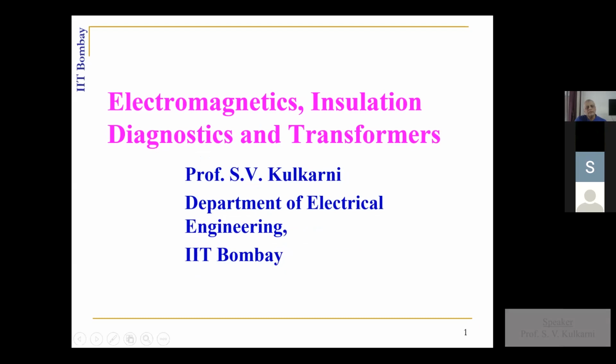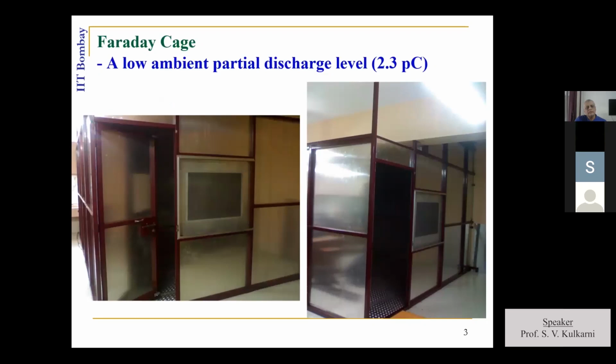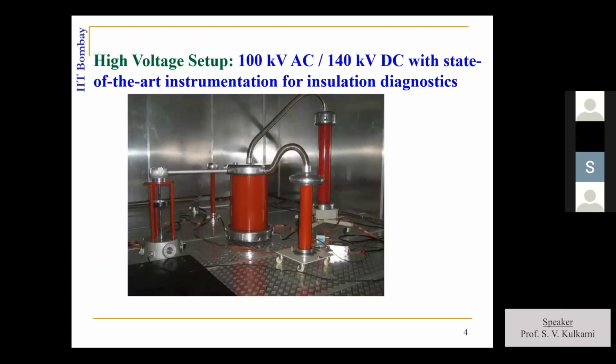Okay. So good afternoon, students and my faculty colleagues. So I am going to share what my group is doing. Basically, I work on these three areas: electromagnetics, insulation diagnostics, and transformers. First, I would like to show you the high voltage setup that our department has. This is on the second floor. If you happen to visit, there is something called the insulation diagnostics lab with a big Faraday cage, and inside it you have a 100 kV AC and 140 kV DC setup for doing research on insulation engineering and diagnostics.